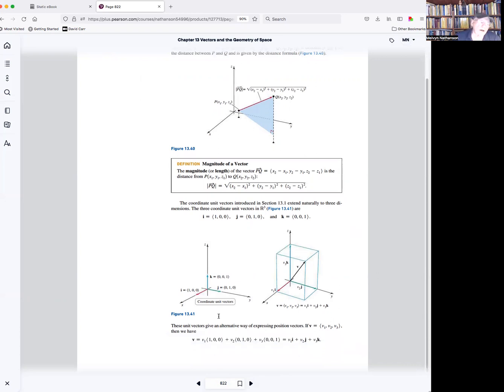In 3 space, we have now 3 unit coordinate vectors. i is a unit vector in the x direction, so its coordinates are 1, 0, 0. j is a unit vector in the y direction, so its coordinates are 0, 1, 0. And k is a unit vector in the z direction, so its coordinates are 0, 0, 1. So those are the 3 unit coordinate vectors. And ijk is standard notation. And again, if you've taken, for example, some physics, you will be very familiar with this.